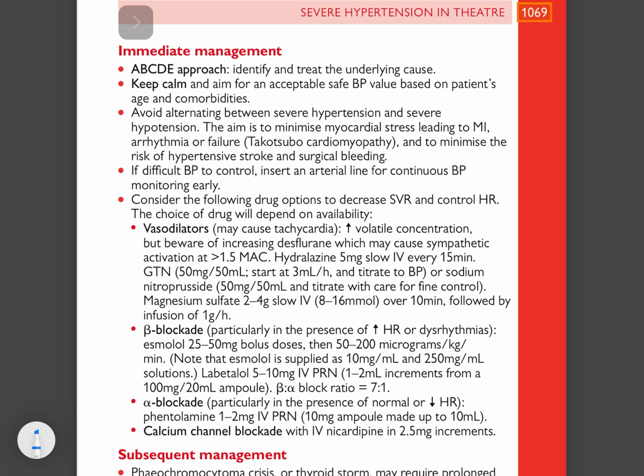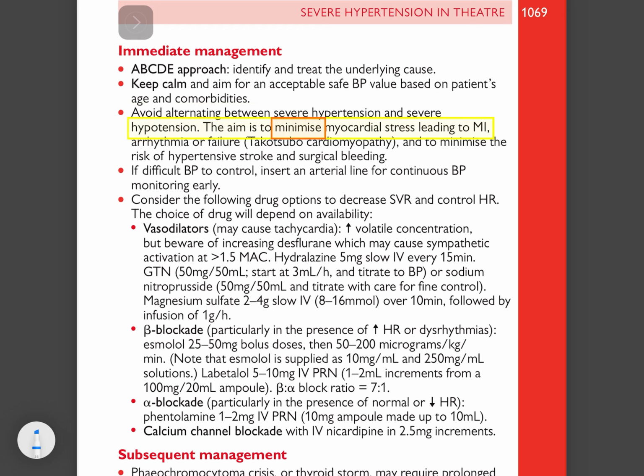Severe hypertension in theater. Immediate management: ABCDE approach. Identify and treat the underlying cause. Keep calm and aim for an acceptable safe BP value based on the patient's age and comorbidities. Avoid alternating between severe hypertension and severe hypotension.